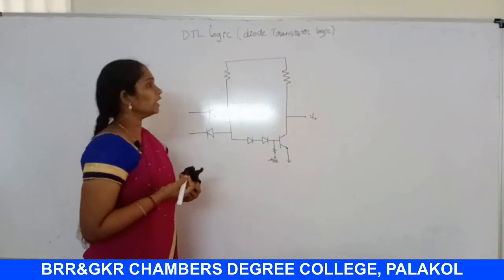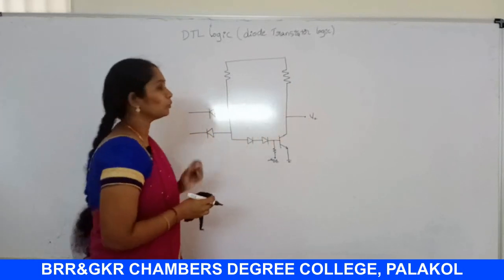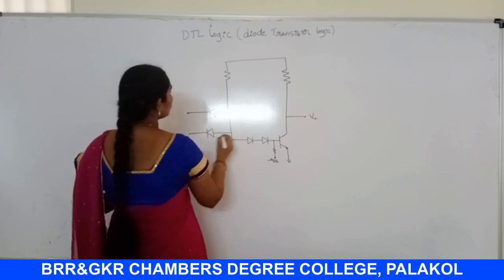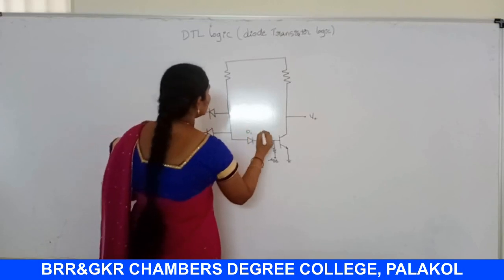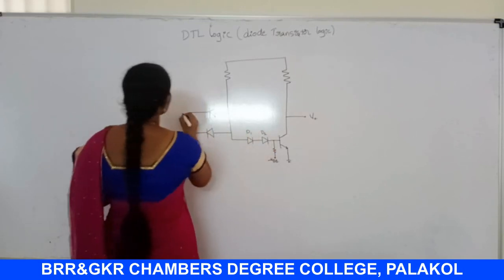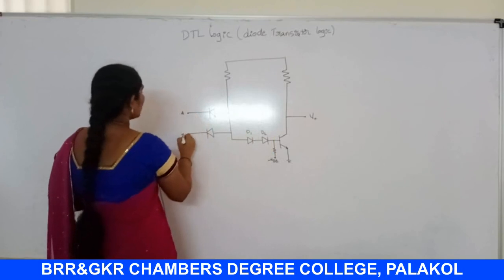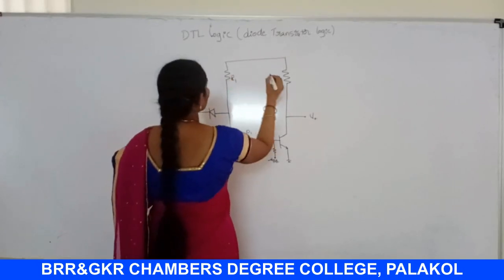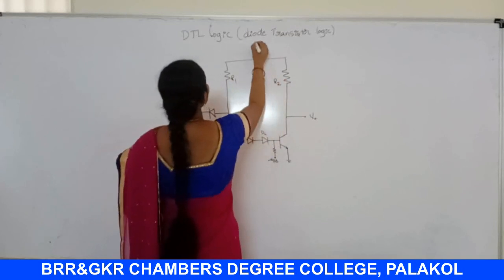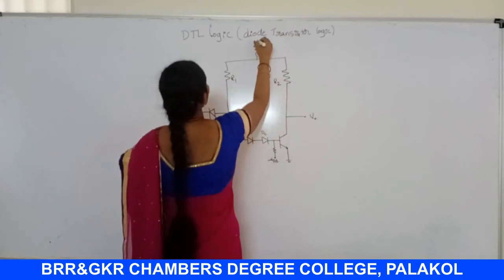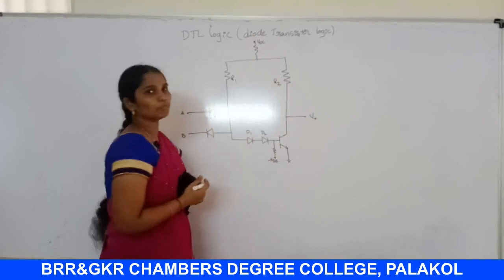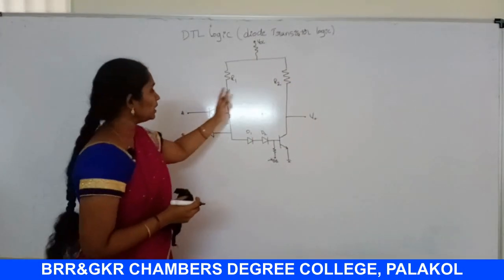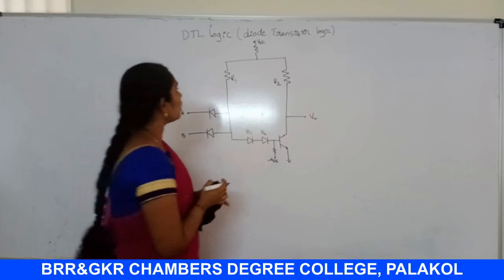Okay, so here we take this output. This is two diodes, D1 and D2. These are the inputs A and B. These are R1 and R2. This is the supply voltage, that is VCC. I will explain the operation with the truth table also.